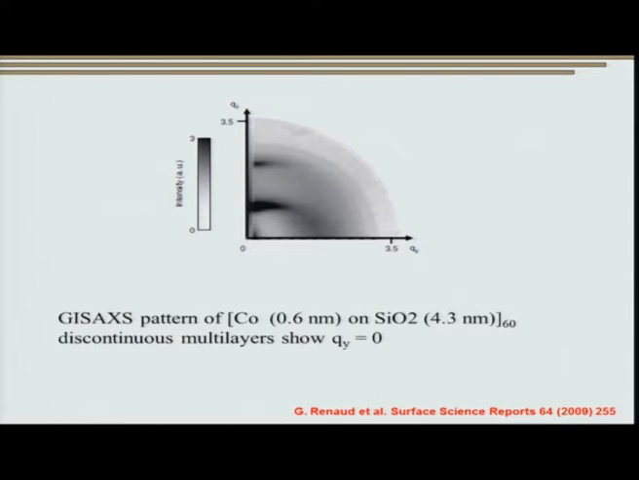So, a schematic, or rather an experimental result, of a GISAXS pattern of cobalt 0.6 nanometer on silica 4.3 nanometer, 60 such layers, discontinuous multi-layers. It shows Qy equal to 0. Here is Qy, but you see along Qz nice Bragg diffraction peaks corresponding to cobalt. So you can imagine how you can use this. I am not showing the analysis part over here, but this is in the reciprocal space, so it will be in something like nanometer inverse. Using this we can actually find out what is the period of the film.